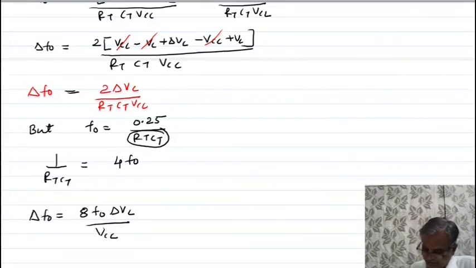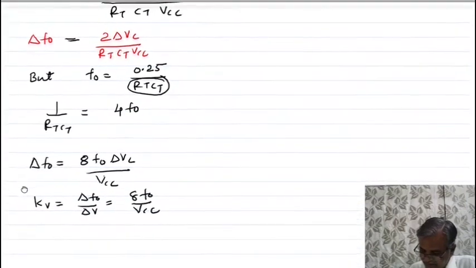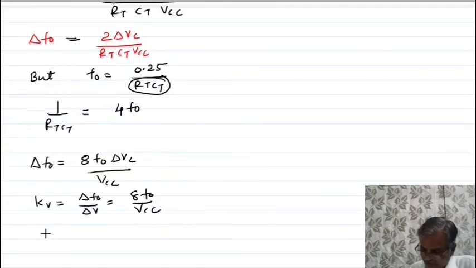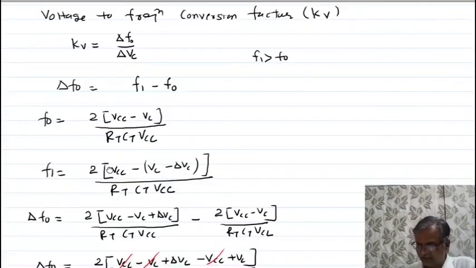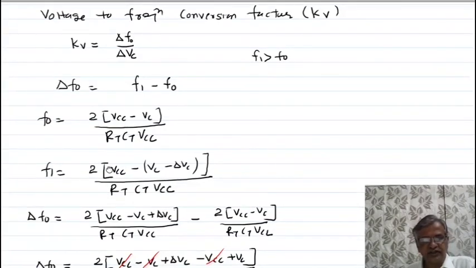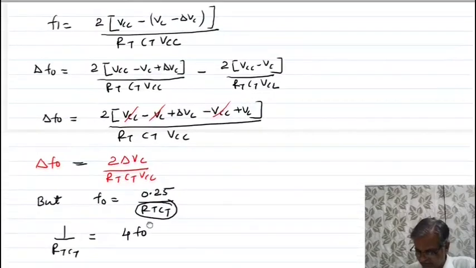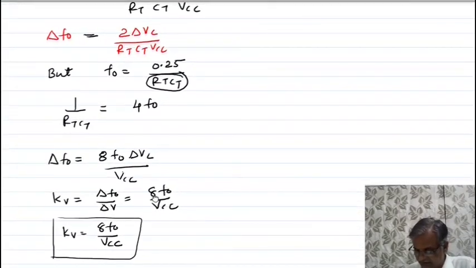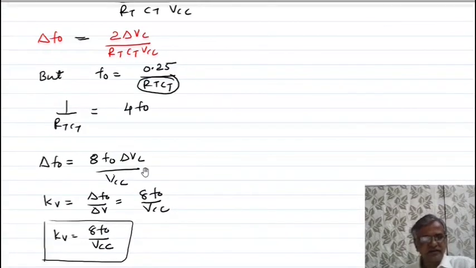So your factor delta F0 upon delta VC, you are getting 8 F0 upon VCC. So the voltage to frequency conversion factor kV is given by 8 F0 upon VCC. kV is the ratio of change in the FO due to change in the modulation voltage, and kV can be derived by this method. It is a very simple method. And finally I am getting kV as 8 F0 upon VCC. Here is the end of the lecture.